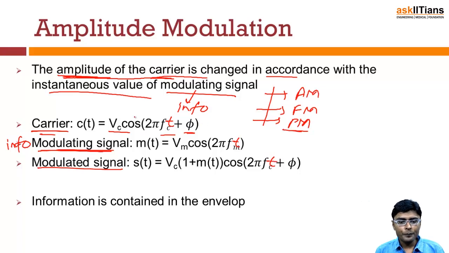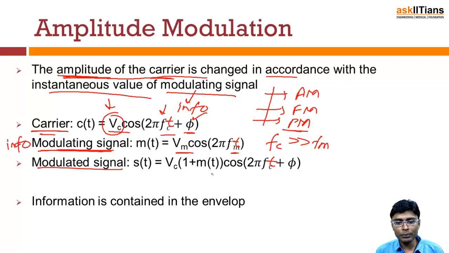So we have amplitude, frequency and phase, but in case of amplitude modulation, we will only be changing the amplitude. The modulating signal has amplitude Vm and frequency Fm. Remember, I have already mentioned that the carrier frequency is much greater than the modulating frequency, or the frequency of the information signal.